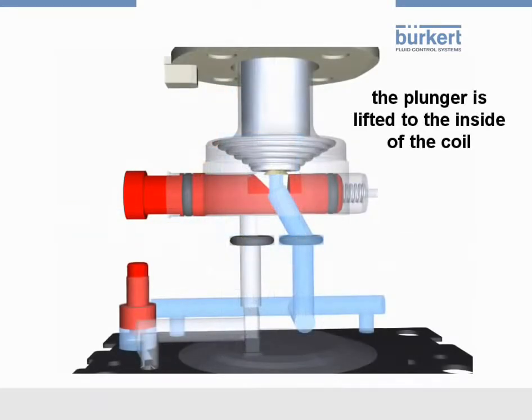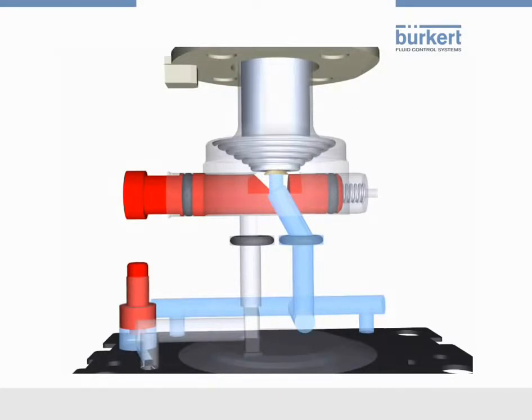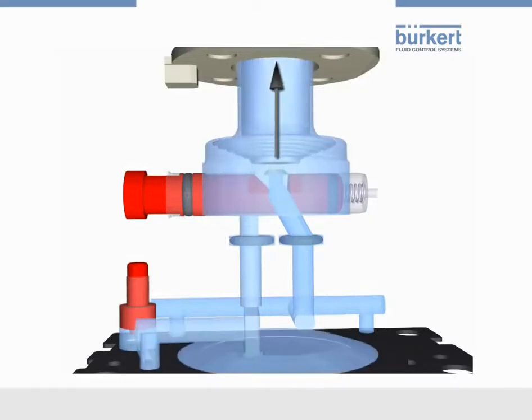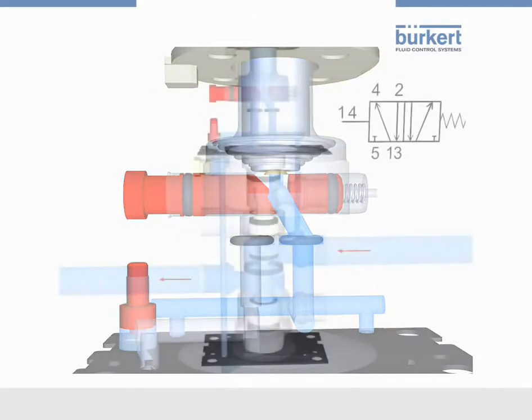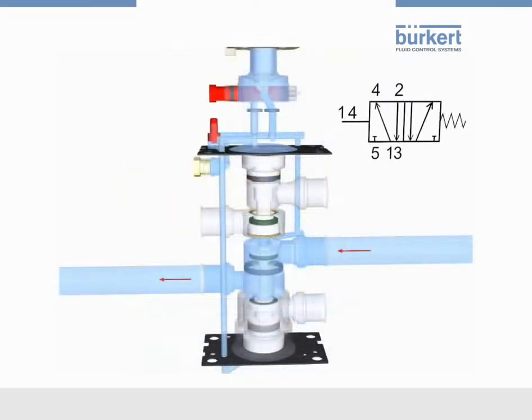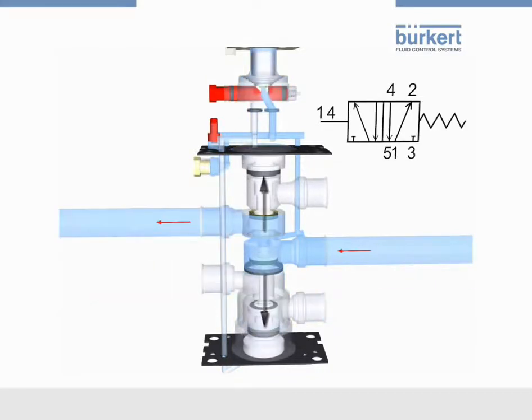When current is applied, the plunger of the servo-assisted valve is lifted to the inside of the coil by means of solenoid power. Now the spring is compressed, and compressed air can enter the main valve. The movement of the white piston, as shown in the animation, is performed by compressed air.